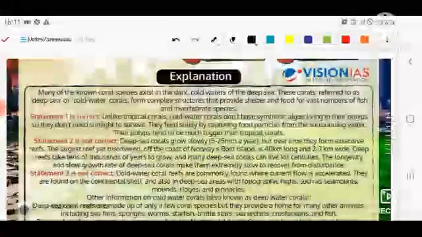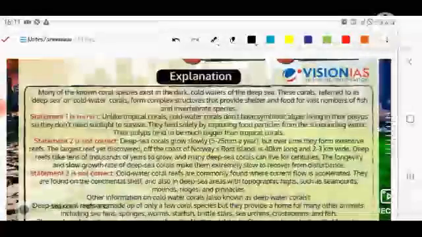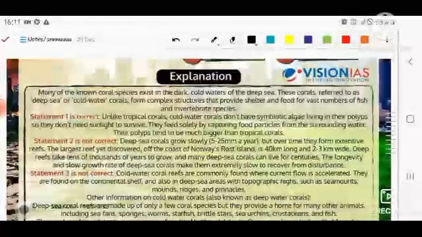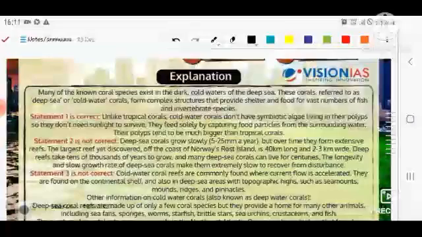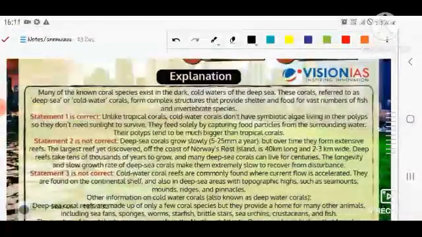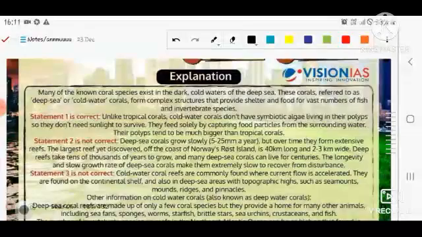Let's see. Many of the known coral reefs that we are talking about today originate because of environmental change and sunlight implications, and the pH of that area is changing. So, we are talking here about warm coral reefs, but it does not mean cold water reefs are not found in the oceans or the environment. I can explain to you. Okay, let's go. Many of the known coral reefs exist in the dark, cold water of the deep sea. These corals, referred to as deep sea or cold water corals, form complex structures that provide shelter and food for a vast number of fish and invertebrate species also.